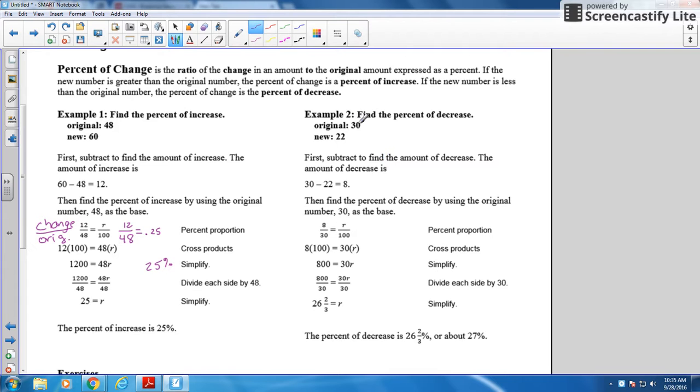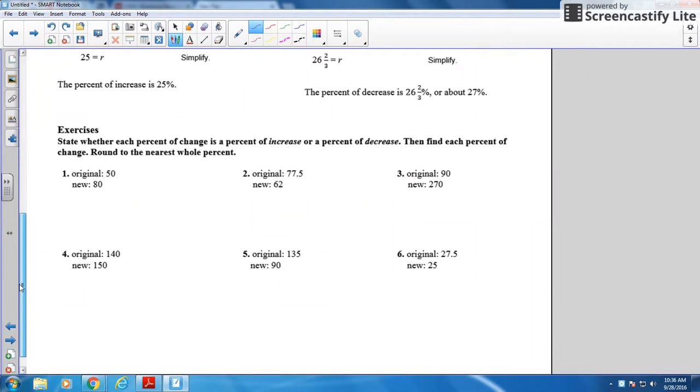A percent decrease is the same thing, only now remember our original number is decreasing to a new amount. We find the amount of change, which is 8. We set up the ratio, so the amount of change is 8 over the original amount, 30. And be careful here, this is where people want to do 8 over 22, but it's 8 over 30. You can set it up as the percent proportion, or like I said, I have a tendency to just do 8 over 30, convert it to a decimal, and I would get 0.26 repeating, and that becomes 26 2/3%. Okay, so try those on this page.